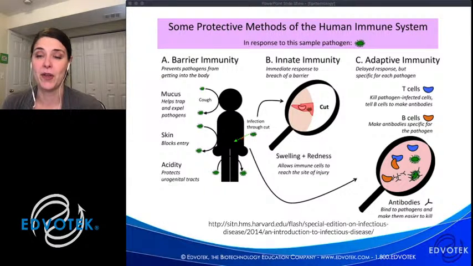Now, after the innate immunity, we start to get to the adaptive immunity. This takes a little time to build, because your immune system is creating a specific response to the pathogen. We're targeting it specifically with highly specialized molecules that will target pathogens for destruction by the immune system.